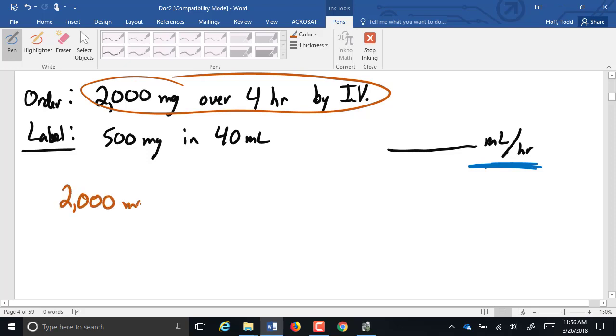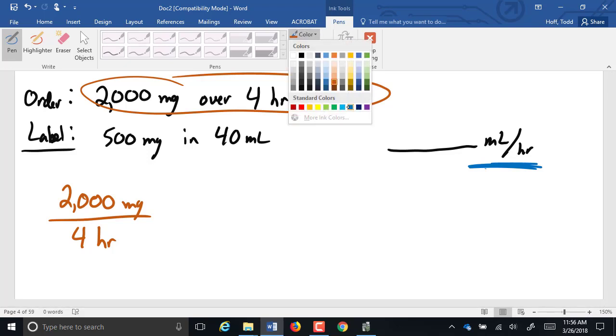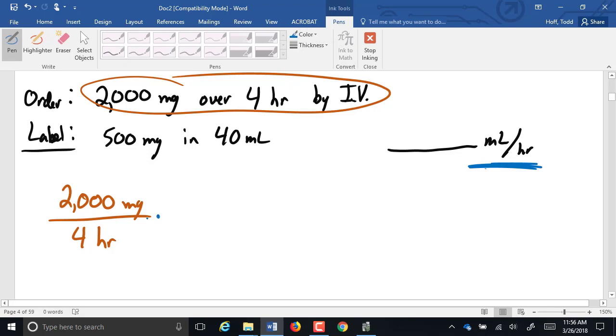2,000 milligrams over 4 hours. Now, there are some people that like to divide these out as we go, and you can do that if you wanted to. You could divide by 4 here to get 500 milligrams over 1 hour, and that would be just fine. But rather than doing a whole bunch of calculations, I usually just string them all together and go from there. Now, we look at what we have here.